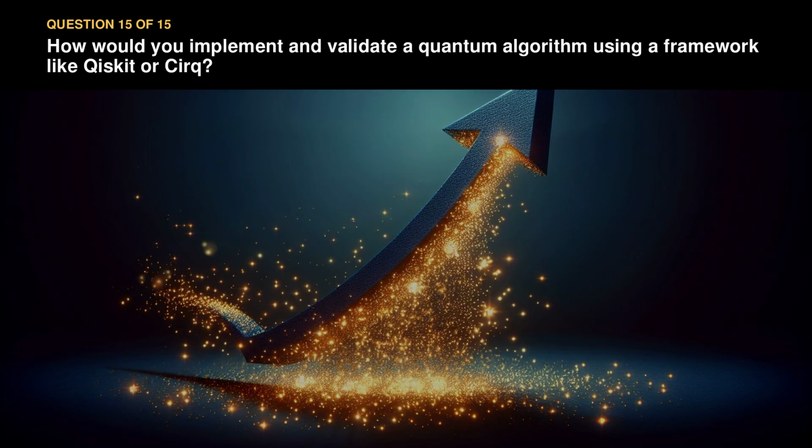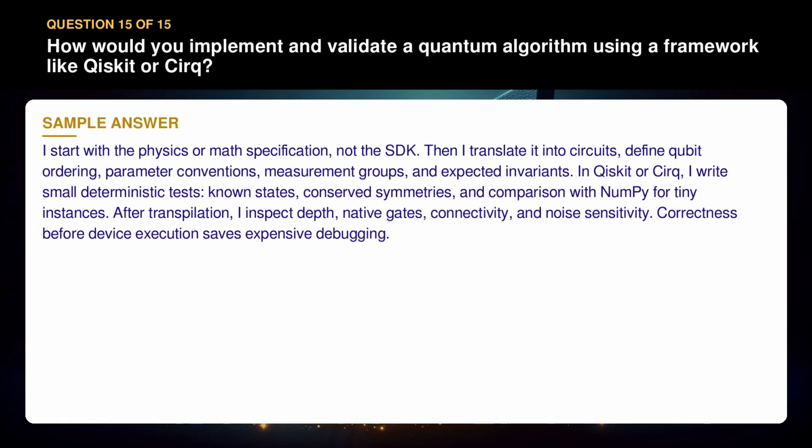Question 15. How would you implement and validate a quantum algorithm using a framework like Qiskit or Cirq? I start with the physics or math specification, not the SDK. Then I translate it into circuits, define qubit ordering, parameter conventions, measurement groups, and expected invariance. In Qiskit or Cirq, I write small deterministic tests, known states, conserved symmetries, and comparison with NumPy for tiny instances. After transpilation, I inspect depth, native gates, connectivity, and noise sensitivity. Correctness before device execution saves expensive debugging.